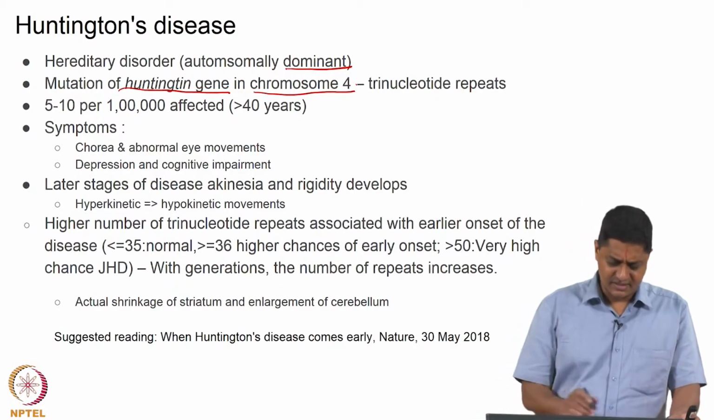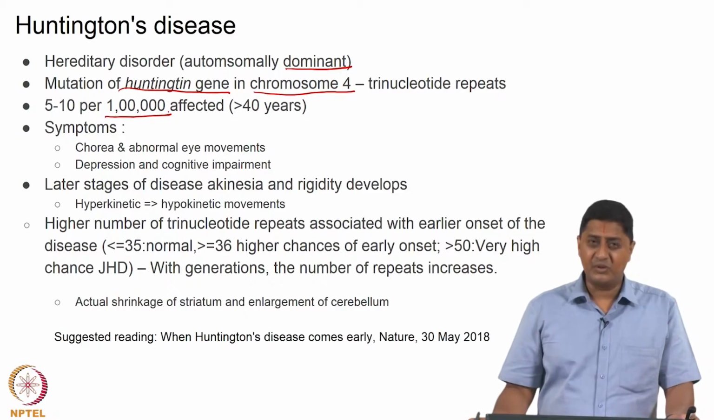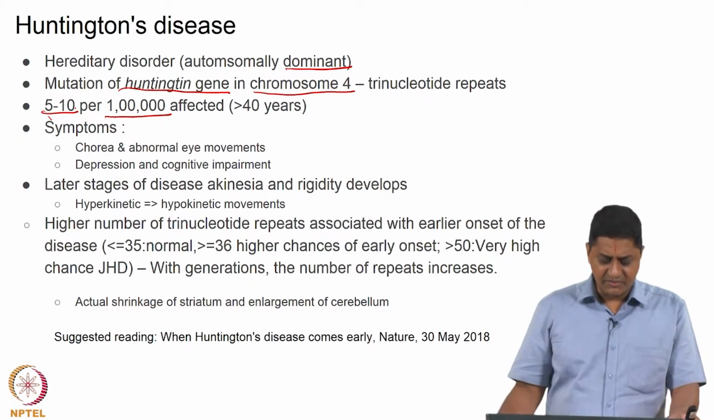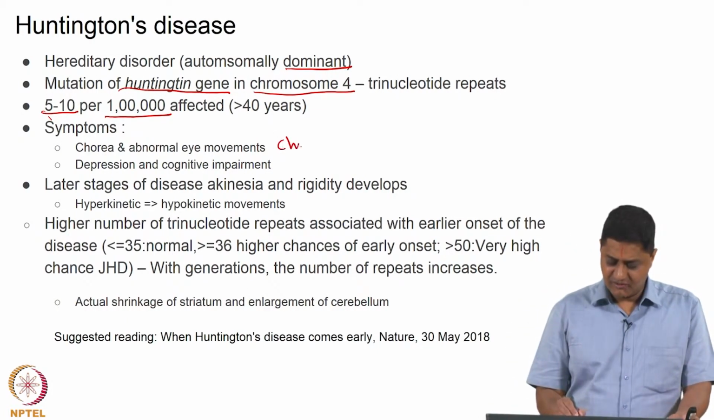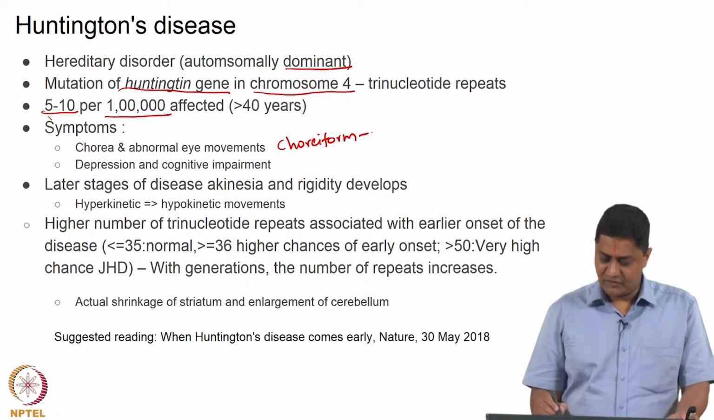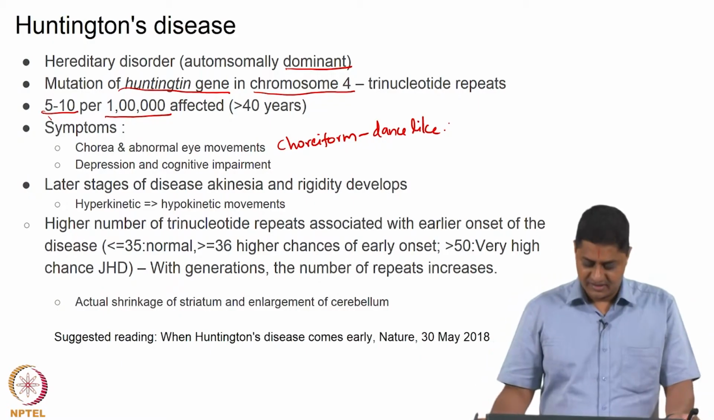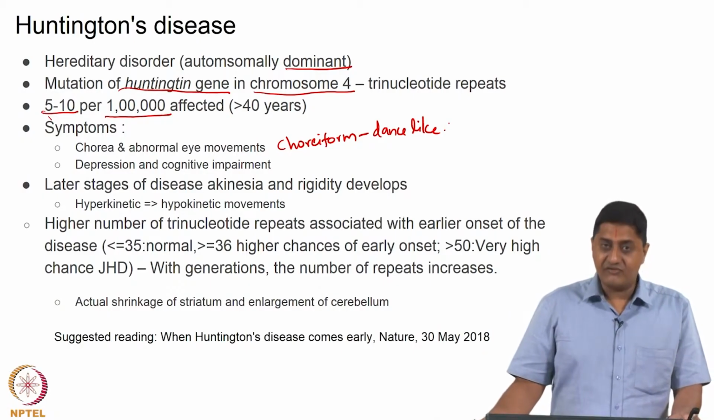The occurrence is about 5 to 10 per 100,000. Symptoms are choreiform movements, dance-like movements. This of course shares the root with what is called choreography, like you see in movies. Choreography means dance, related to dance. So, choreiform, dance-like movements.